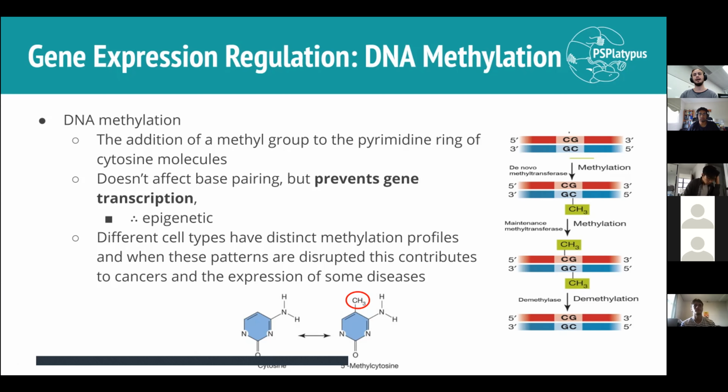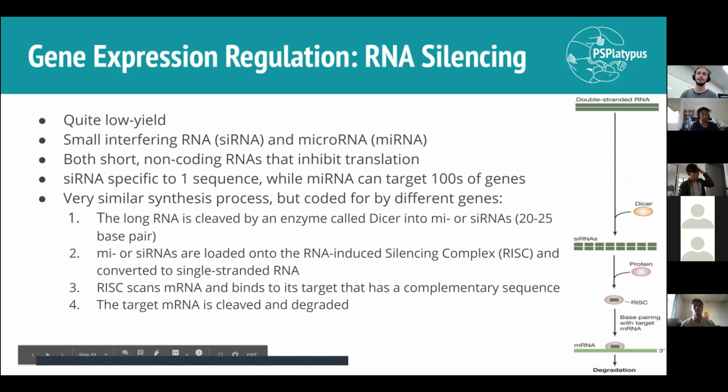Different cell types have different patterns of doing this sort of methylation. And when they're disrupted, this can contribute to cancer and expression of some diseases.